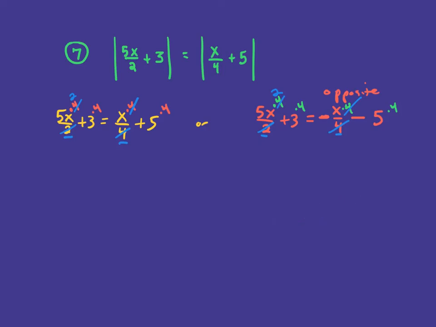Okay, and if we write what we've got left, so you've got this 5x times 2. We've got this 3 times 4. On the right side, both of those 4's have canceled, so we've only got x plus 5 times 4, which is 20. Should be pretty simple to work out. Or here we've got the 5x times 2 again, plus 12. Equals, the 4's have canceled out, but we've got negative in front of the x, minus 20.